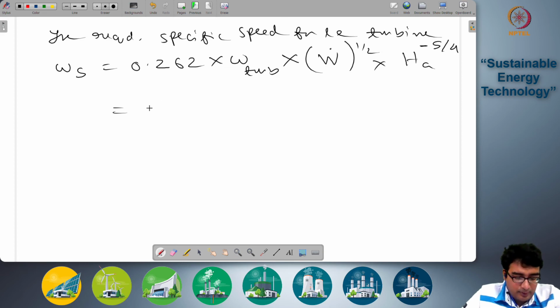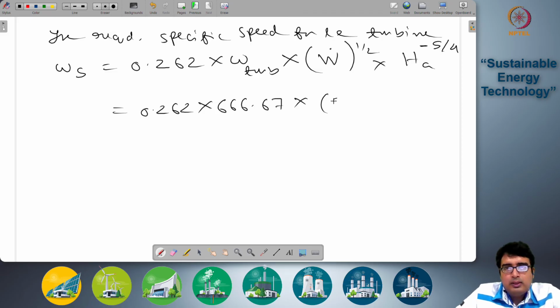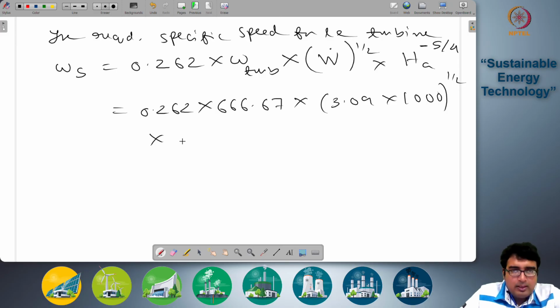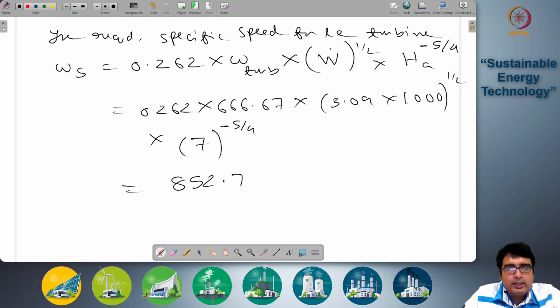So this becomes 0.262 into 666.67 into 3.09 into 1000. Remember, this W dot was in kilowatts, right? So that's why this is here. The omega turbine is in RPM, and the available head is 7 meters to the power minus 5 by 4. So this gives you 852.77. So if you look at the values of specific speed for the various turbine types, this best fits the Kaplan turbine.